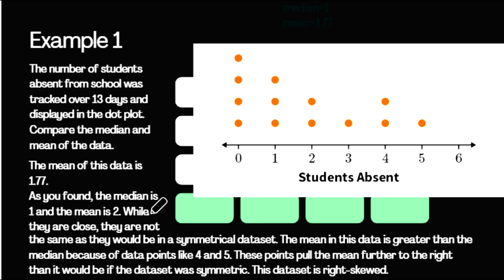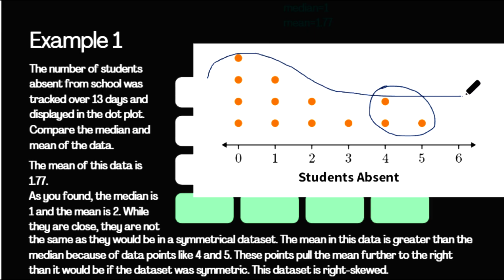The mean in this data is greater than the median because of data points like 4 and 5. Okay, these ones are skewing the data this way. They're pulling the mean this way. Okay. These points pull the mean further to the right than it would be if the data set was symmetric. The data set is right skewed because we have our dinosaur's head and then his tail. Okay, the tail is on the right.